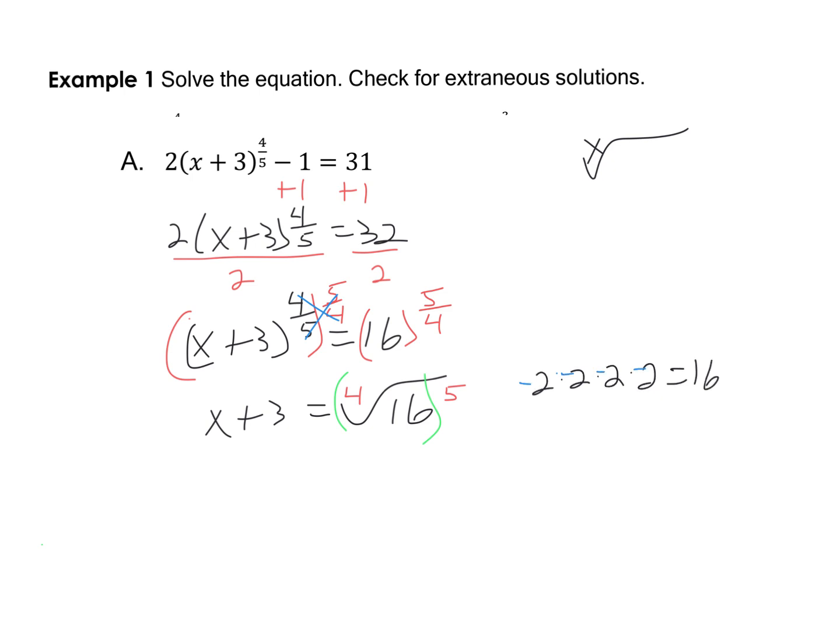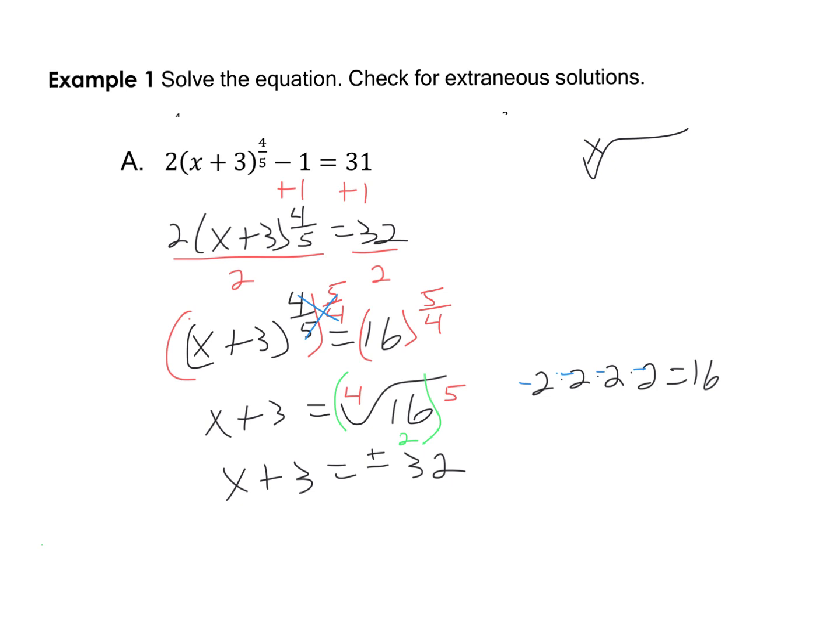All right. So what we're going to have is x plus 3 equals plus or minus 32. By the way, the 32, that's because when I did the 4th root of 16, I got plus or minus 2, and then I raised it to the 5th power. Okay, so the 4th root of 16 was 2, and then 2 to the 5th power is 32, but I could have used a negative 2 as well. So plus or minus 32.